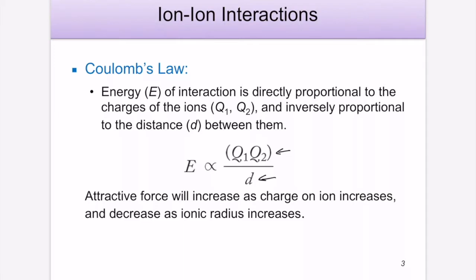And the attractive force is going to increase as the charges increase. So a +1, -1 ionic combination is going to be a weaker charge than a +2, -2 ionic combination. And as the ions are closer together, they will have a stronger interaction than if they were farther apart.